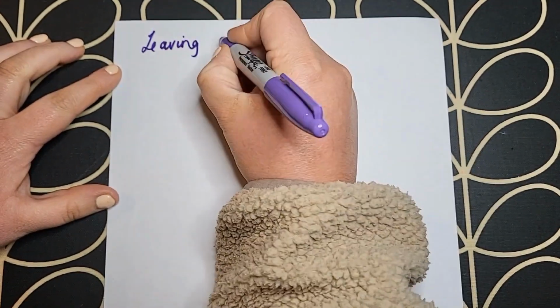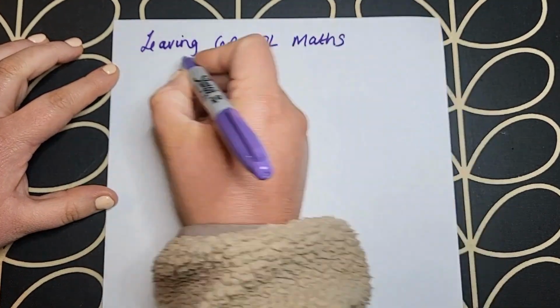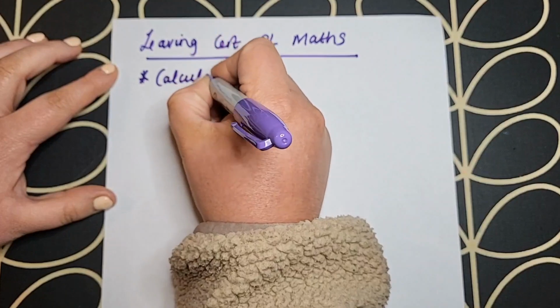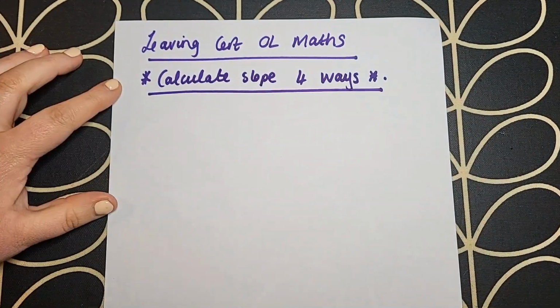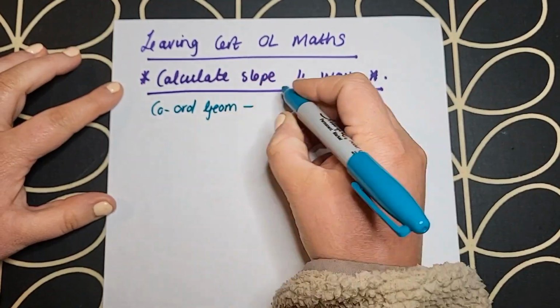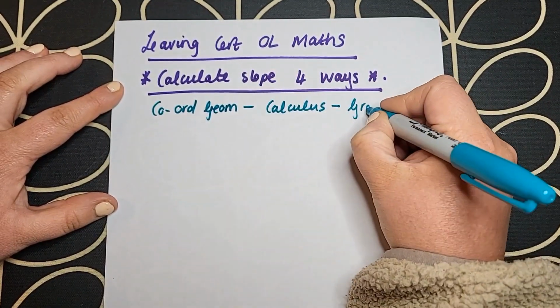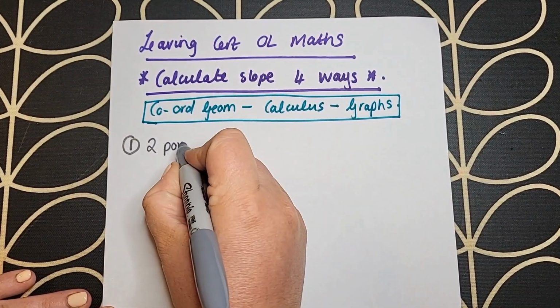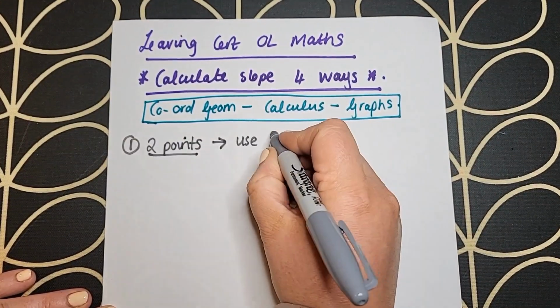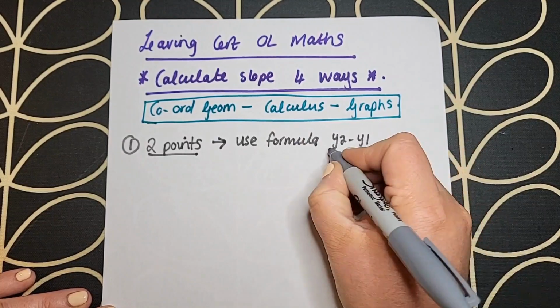Welcome to this video. It's for Leaving Cert Ordinary Level Maths students, and we are talking about how we can calculate the slope 4 different ways. Where you're going to see slope most of the time is coordinate geometry and calculus, but also your knowledge of graphs will help you along here as well.